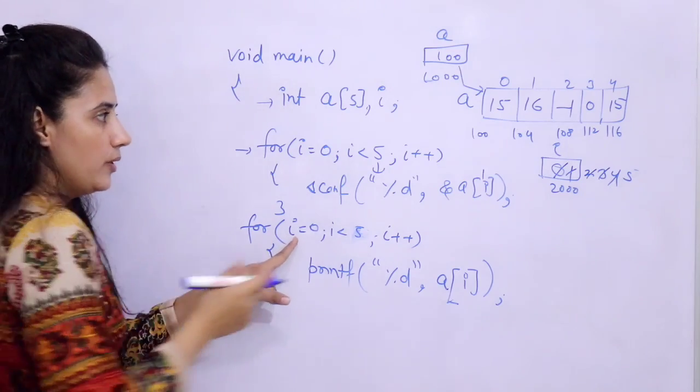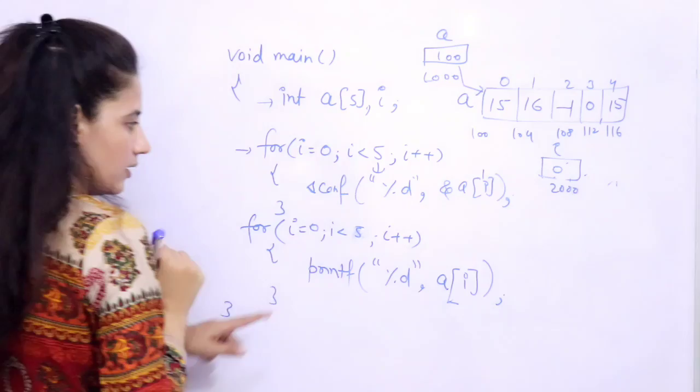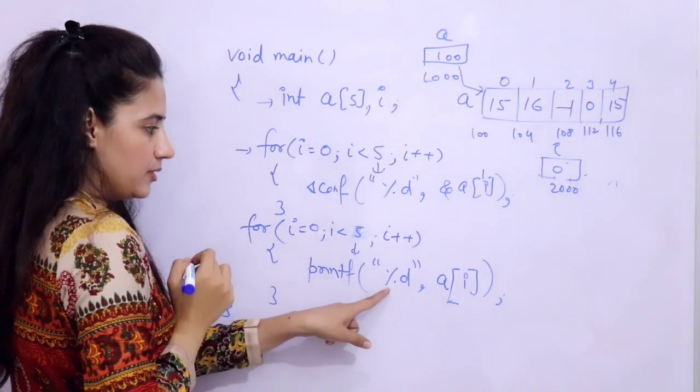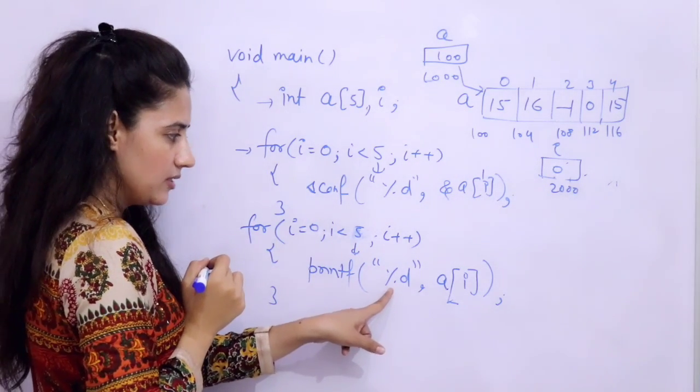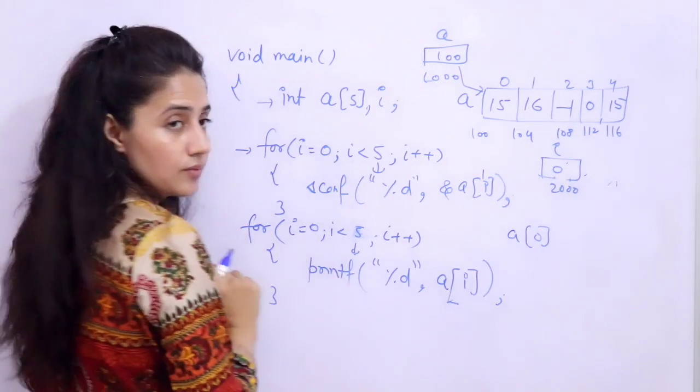Now again one for loop. Now i would again be initialized with 0. The condition is true, so we enter. printf %d, which type of value? Integer value, a of i, a of 0.